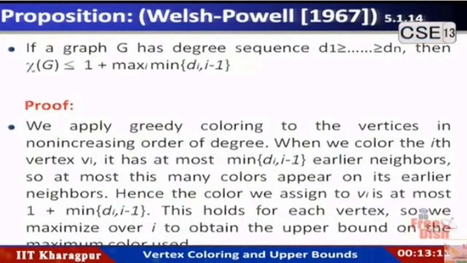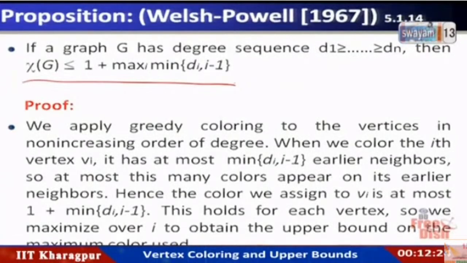Then when we apply the greedy coloring on this particular relative vertex ordering of this degree sequence, so that vertex V1 having the highest degree is placed first, then second, and so on, then this particular kind of coloring, using this heuristic, which is called the Welch-Powell heuristic, uses at most 1 plus max over i of minimum of di and i minus 1 colors, and this particular bound is better than maximum degree plus 1 in some situations. Now let us prove this.